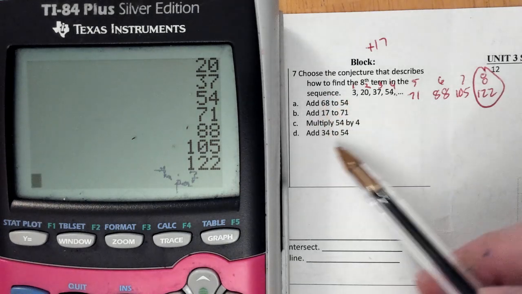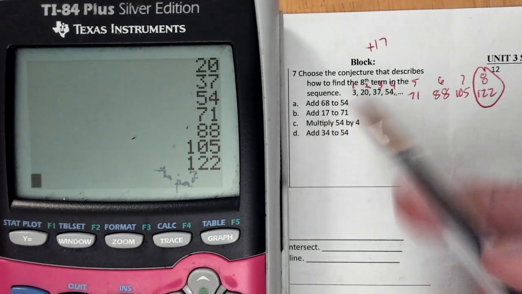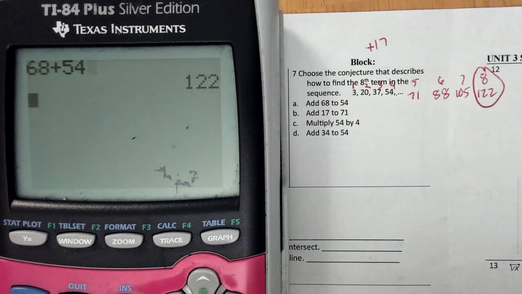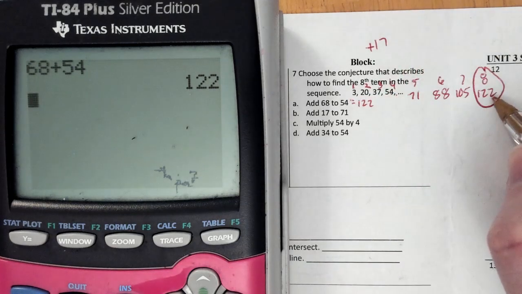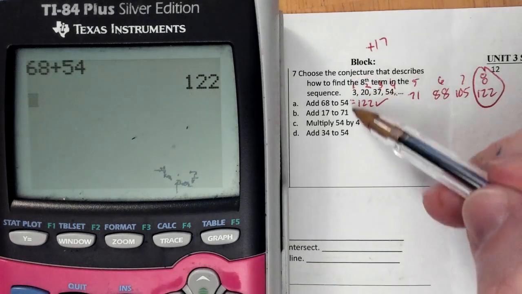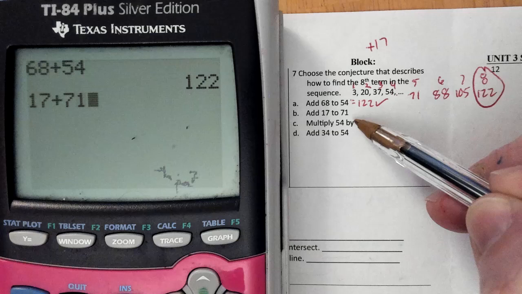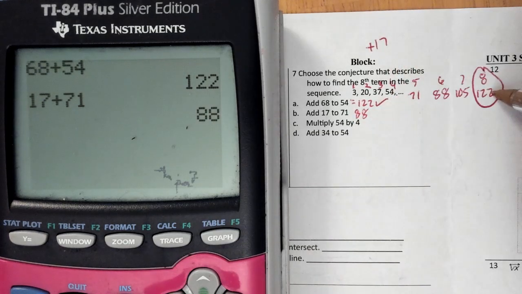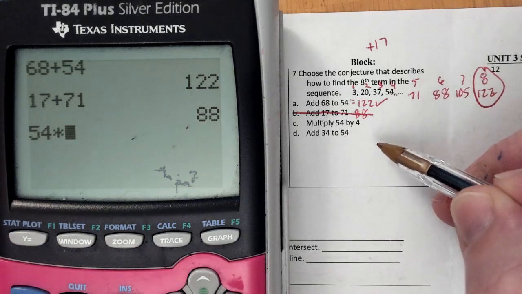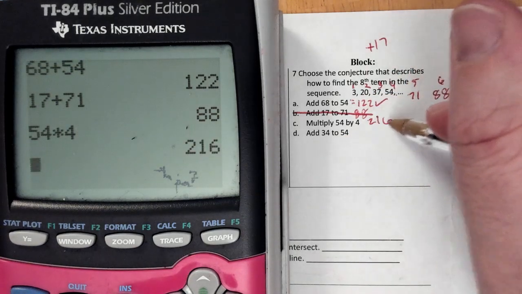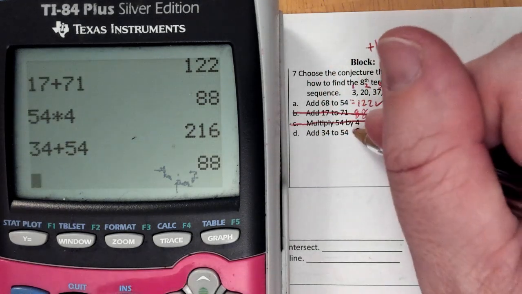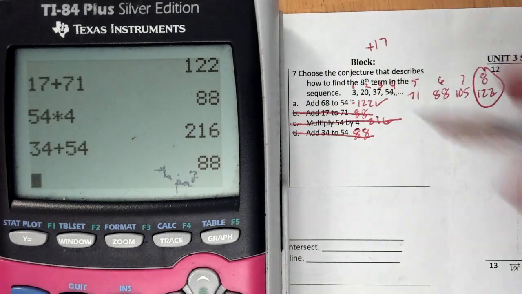I have no idea what these things are, so let's just figure out what they are. Add 68 to 54. I don't know what that is, so let's just do it. 68 plus 54 equals 122. Hey, that works. That's what we're supposed to get, right? So that looks legit, but always double check the other ones. There might be a better answer. Add 17 and 71, I get 88. Nope, that's definitely not it because I was supposed to get 122. Multiply 54 times 4, that is 216. Nope. Add 34 and 54, and we get 88. Nope. So I know for a fact that my answer is A.